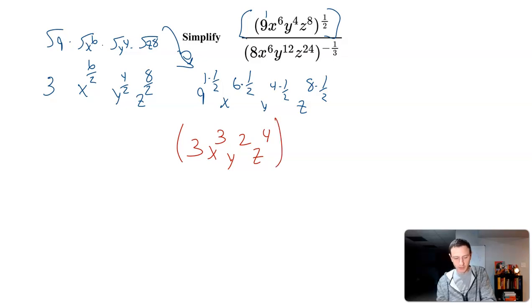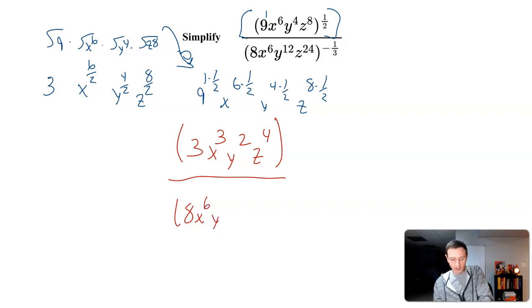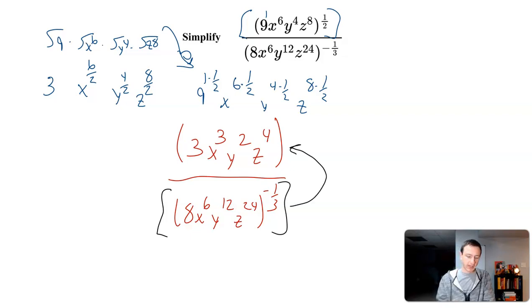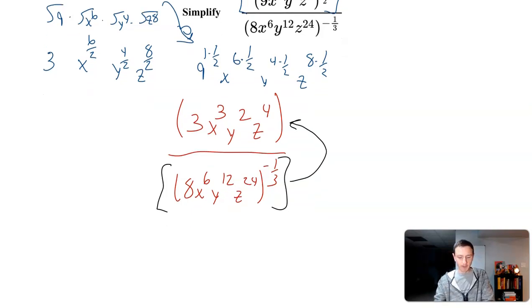Just understanding those exponent rules, 1/2 is the square root, so you could just simplify it there. Now on the bottom, I have this whole statement divided by 8, x to the 6th, y to the 12th, z to the 24th being raised to the negative 1/3. So here's what I want to do now. I'm going to take this entire statement and move it to the top because it's a negative, so I can move it up to the top.